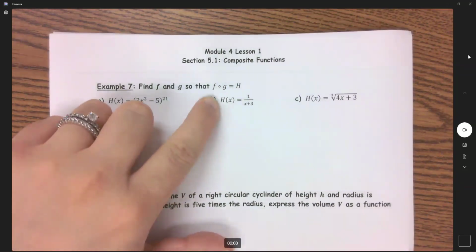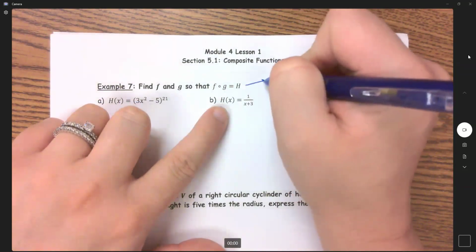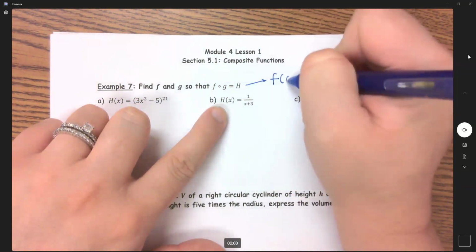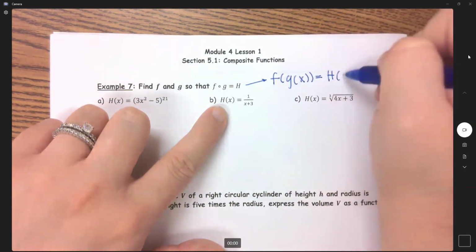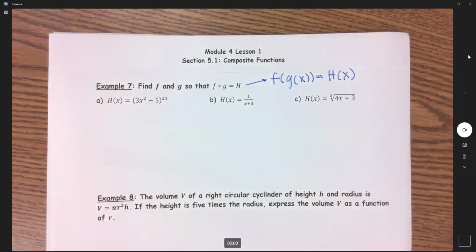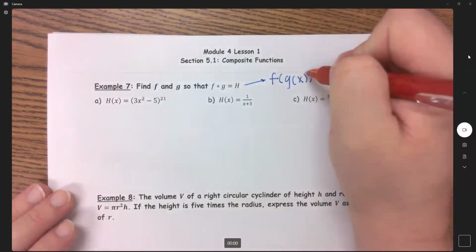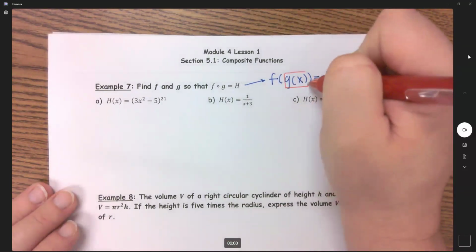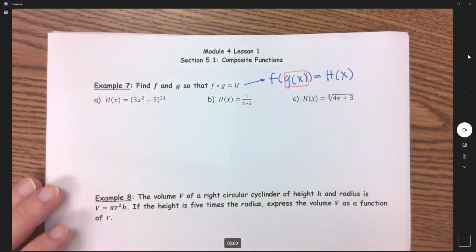But if I was to expand this out right here, this would mean that f composed of g of x equals our h of x. So the easiest thing to do is to pull out this function that's within, and then whatever's left over will be my f of x.